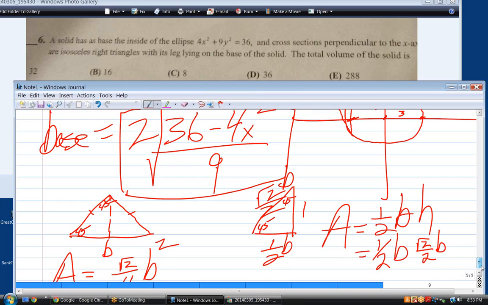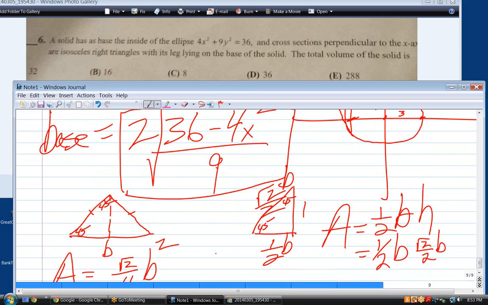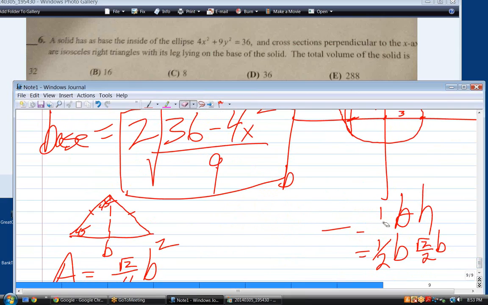boy, it started out easy, but it's getting complicated quick. Worst part is if I don't come up with the right answer, I'm not going to know where I made my mistake because there's so many steps.